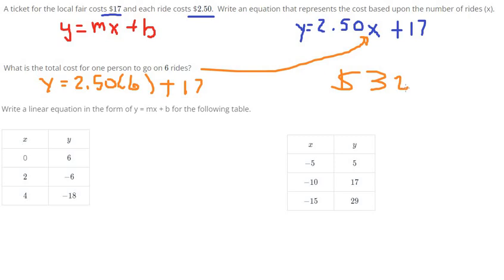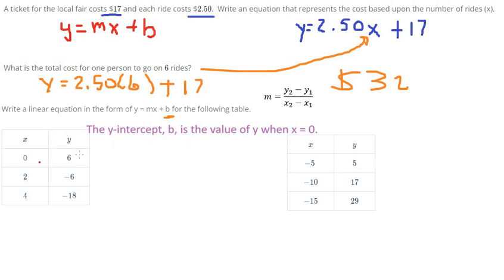And we have a couple of tables, and we're going to write the equation in y equals mx plus b form for both of them. So the value of b is always found. The y-intercept is the value of y when x is 0. And I'm going to write that down. And I would highly recommend that you put that down in your notes.